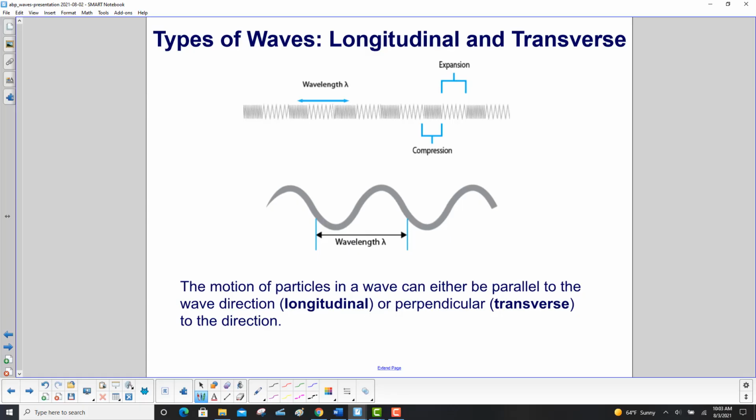There are two types of waves, longitudinal and transverse. The motion of particles in a wave can be parallel to the wave direction, so picture this as a slinky that you're pushing back and forth. So you compress it, then it expands, then it compresses again, and the distance between two compressions or two expansions is the wavelength. Then you can take that same slinky and vibrate it up and down. Now you have a transverse wave where all the particles on the slinky are going up and down, but the direction of the wave is this way, so the disturbance is perpendicular to the motion.